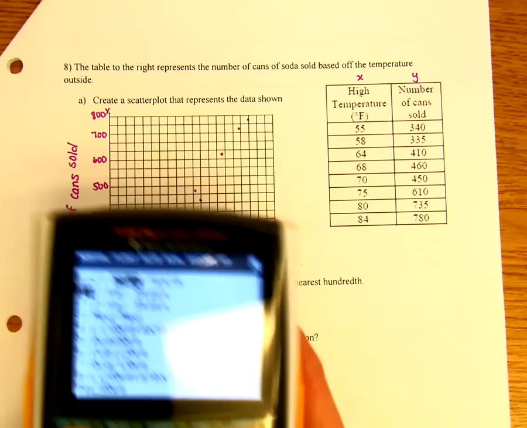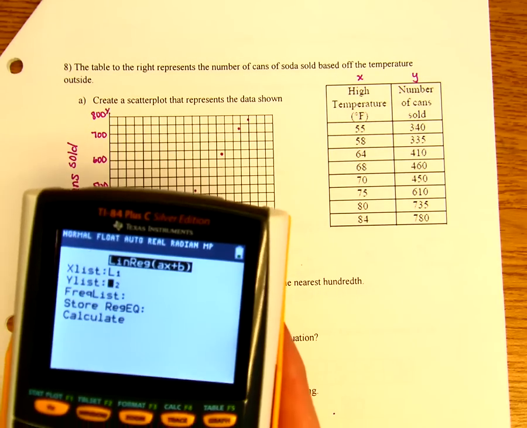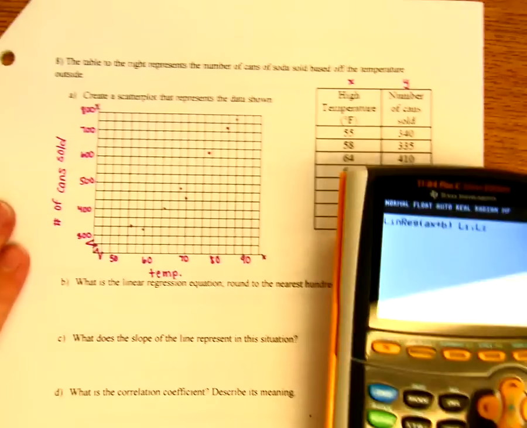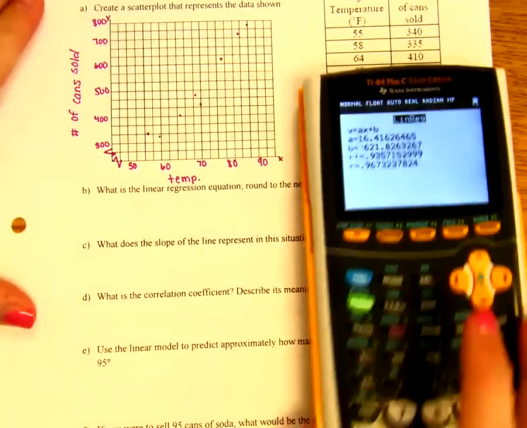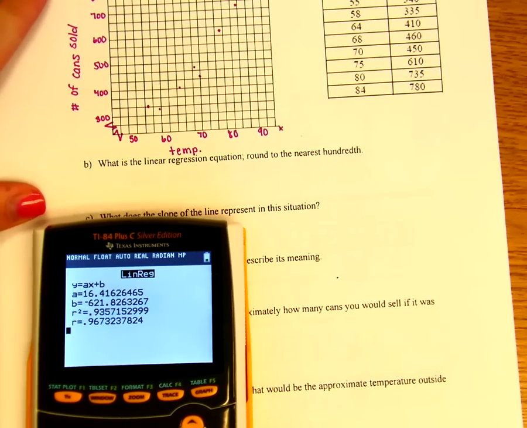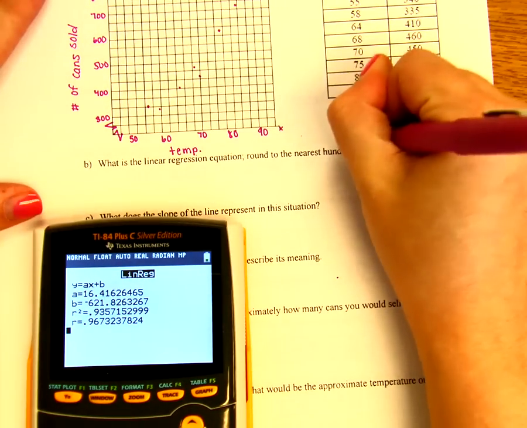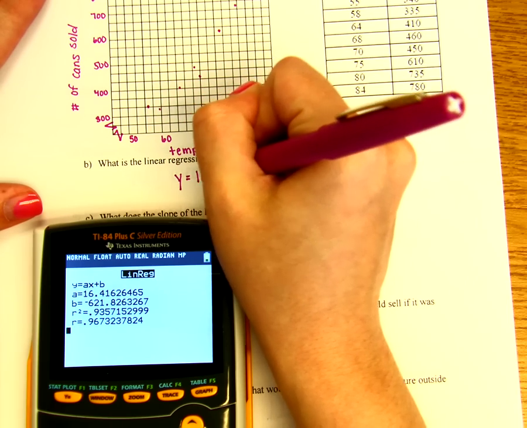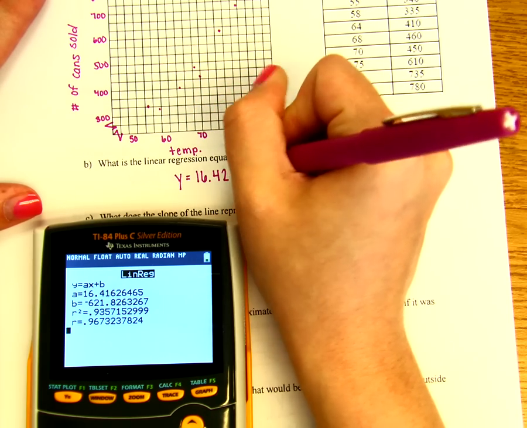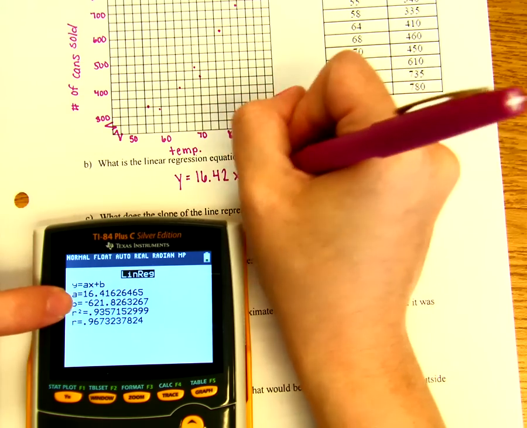Once I have it in there, stat calc option 4 for our linear regression, and I still have my R value on. Okay, so it's already in there. Now I'm going to take these values and plug them in to create my linear regression equation. Hundredth, remember, 2 decimal places. So y equals 16.42 if we round correctly, x.